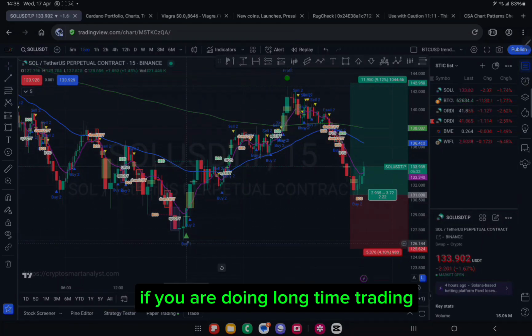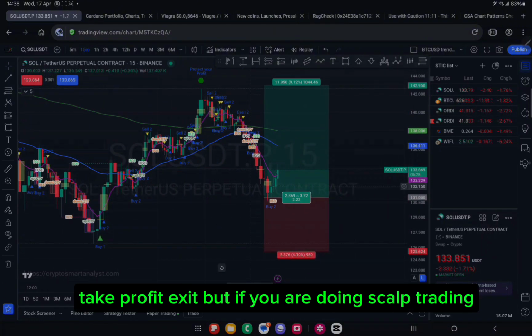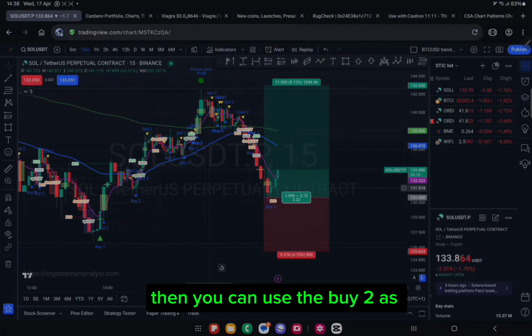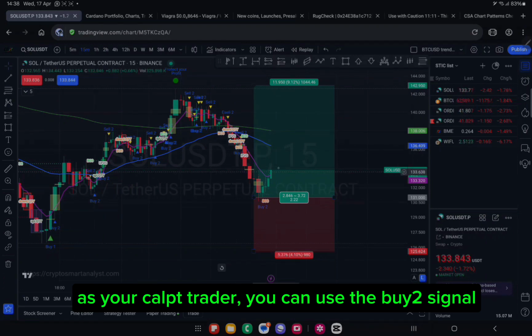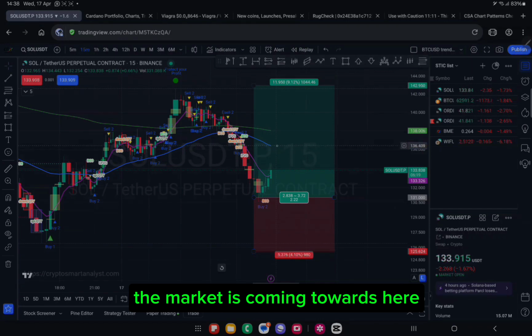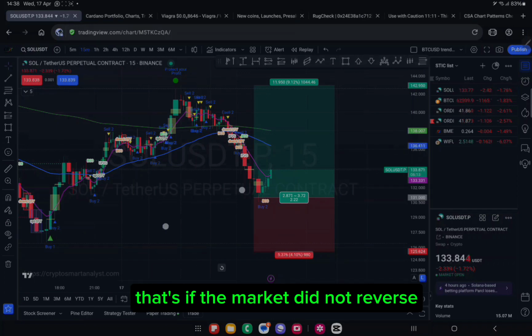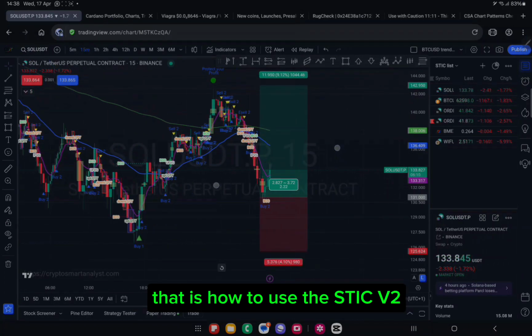If you're doing a long-term trade, you use the buy one and exit with take profit. But if you are doing scalp trading, then you can use the buy two as a scalp trader. You can use the buy two signal and use your any take profit as your exit. If I enter here, the market is coming towards here, 136 or max 138, or 138 to 137. From there I can start shorting, if the market did not reverse. So that is how to use the stick tool.